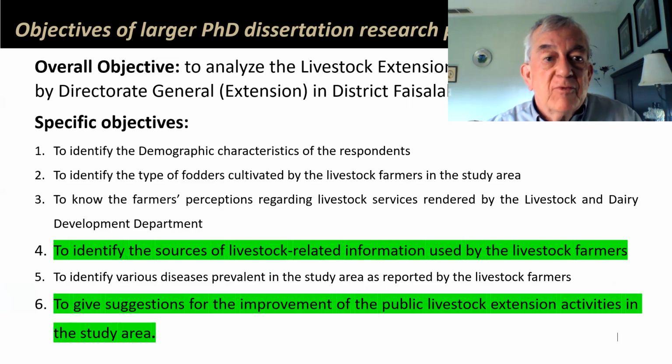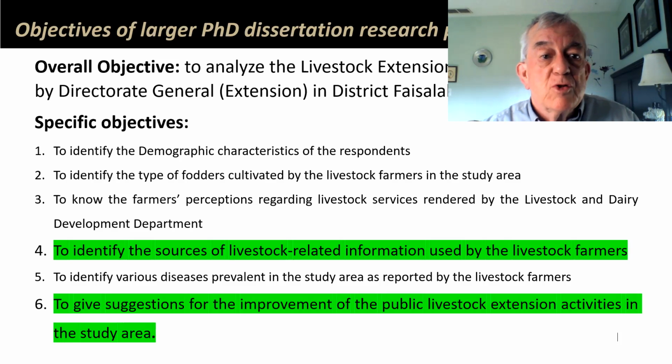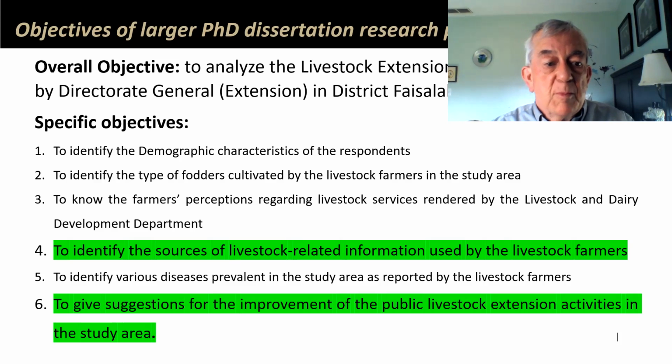So overall, this was an attempt by a university that has this Institute of Agricultural Extension and Education to evaluate or analyze the livestock extension services provided by the public government, their Director General of Extension, separately from the university. The overall dissertation did all of those things, but we've highlighted in green what we're going to touch on at this particular seminar at our International Ag and Extension Education Conference. I really wish we would both have been able to be there, but it didn't become possible under the circumstances.